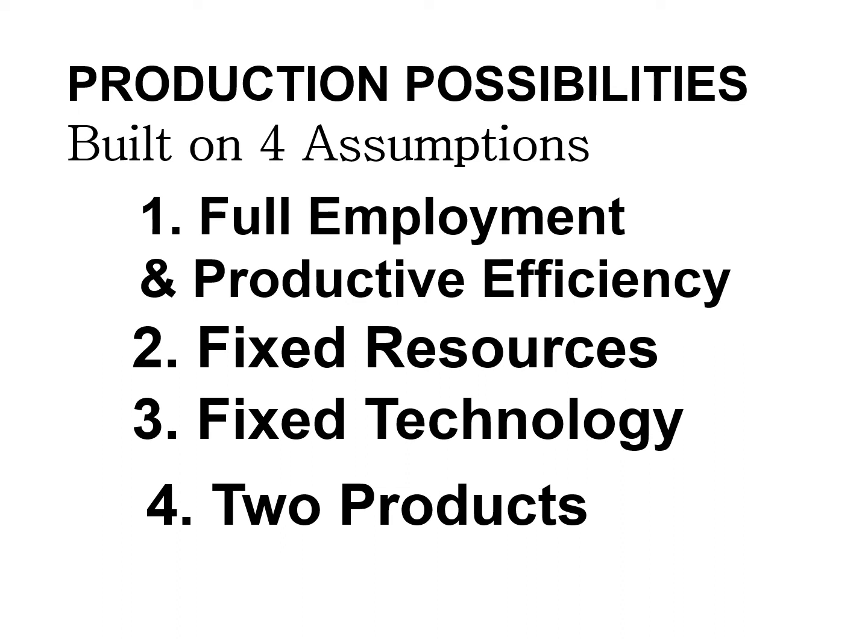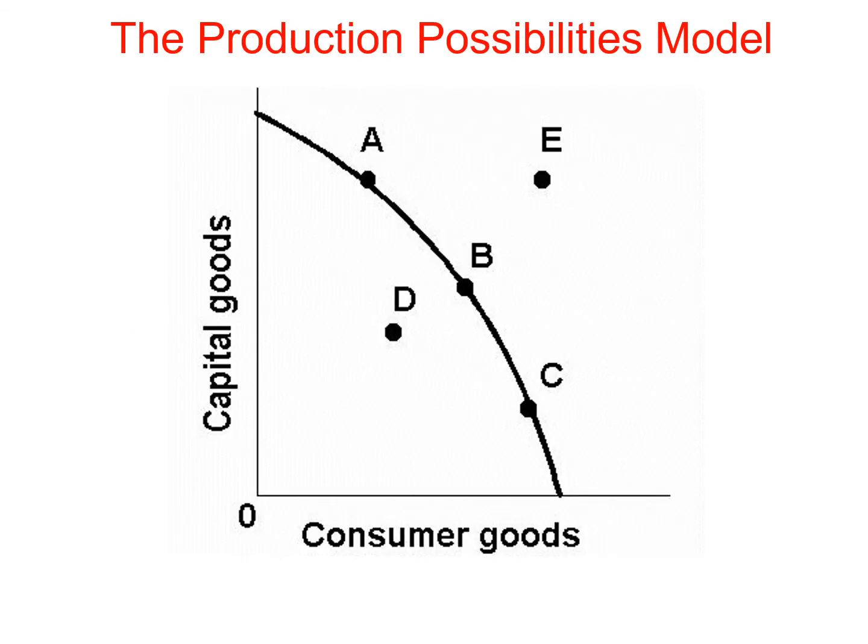The final assumption is that the production possibility model, the production possibility frontier, represents a trade-off between two products, an x-axis and a y-axis. Now, as we will see on the next slide, these products can be broadly defined. Let's review our four assumptions. Every production possibility frontier is built on the four assumptions of full employment and productive efficiency, fixed resources in quantity and quality, fixed technology, and two products.